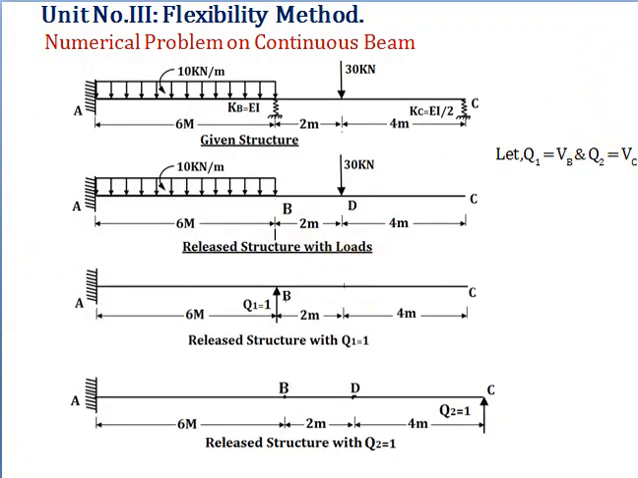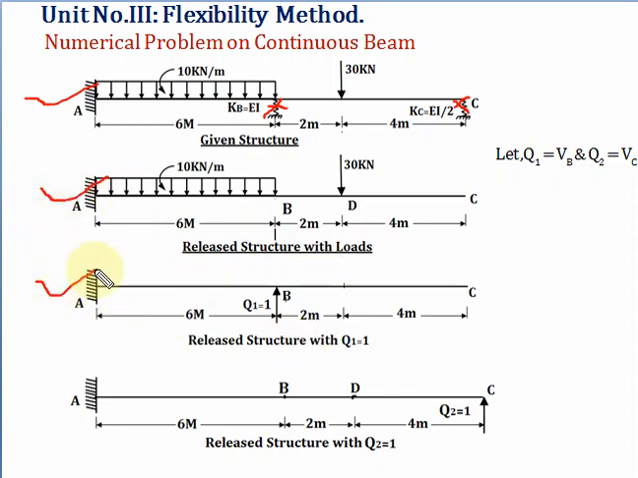Now here the first figure is the given structure. If you see the second figure, here we have to release the structure with load. Releasing the structure means the given structure you have to make into a determinate structure. So here we have removed the spring support at B as well as the spring support at C, and by removing that, this structure will become a statically determinate structure and we call it the release structure with load, and this is figure number 2.